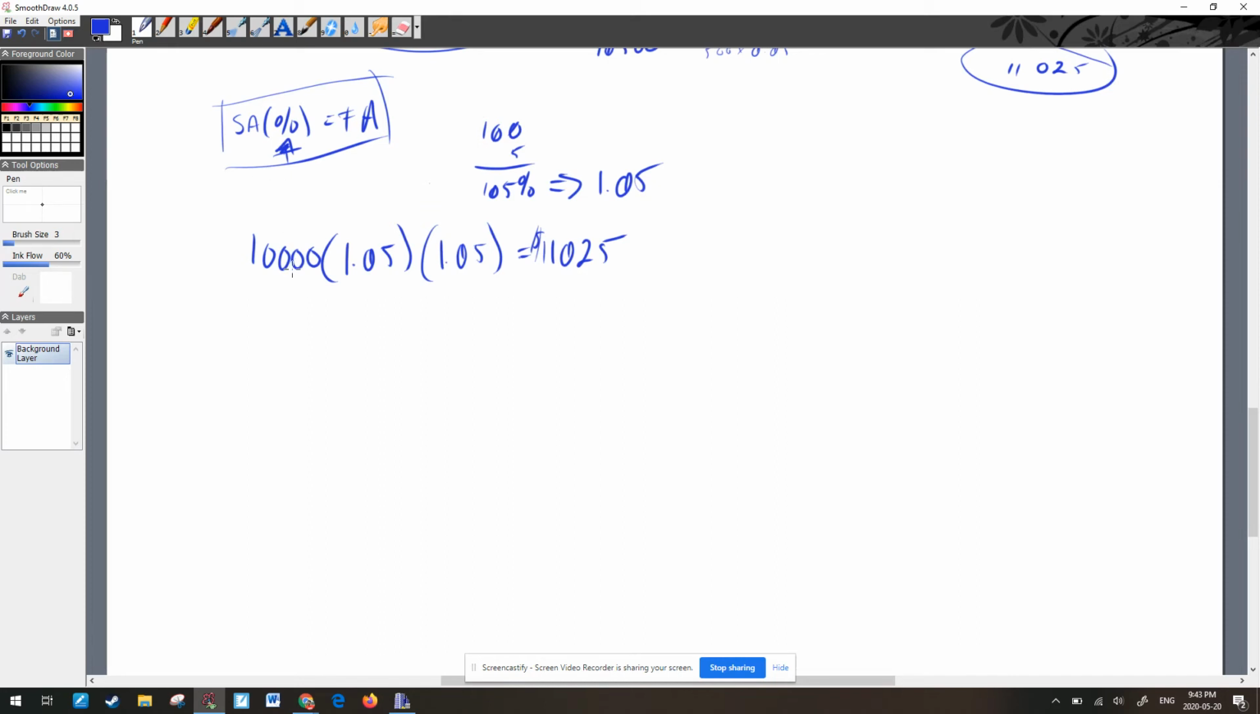Certainly, I'm hopeful that you can recognize that what we actually have here is when I multiply two powers with the same base, what do I do with the exponents? I add them. There's an exponent of 1 there, an exponent of 1 there. So I could have simplified this to be 10,000 times 1.05 to the exponent 2.